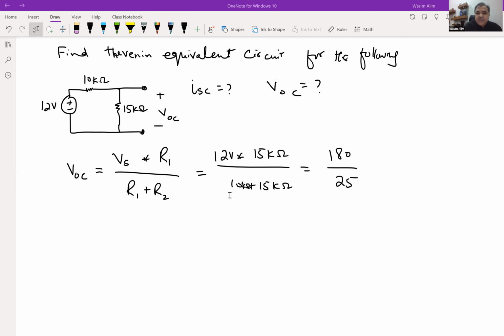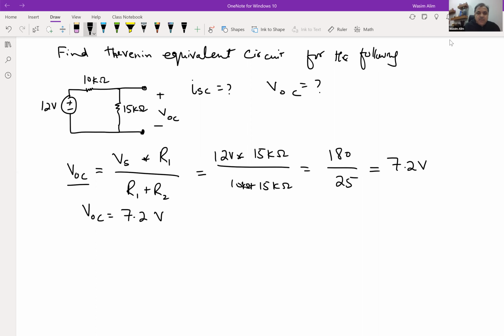So that's 7.2 volts here. Okay, because it's voltage here. So the V open circuit is 7.2 volts. Now we need to find the I short circuit.